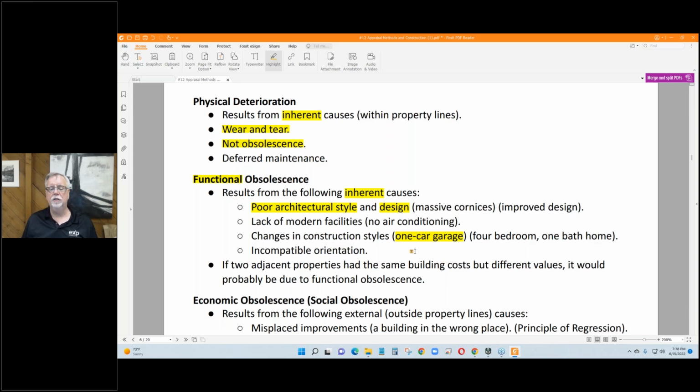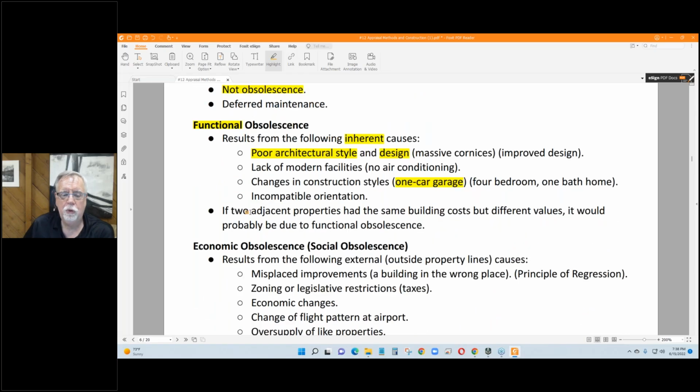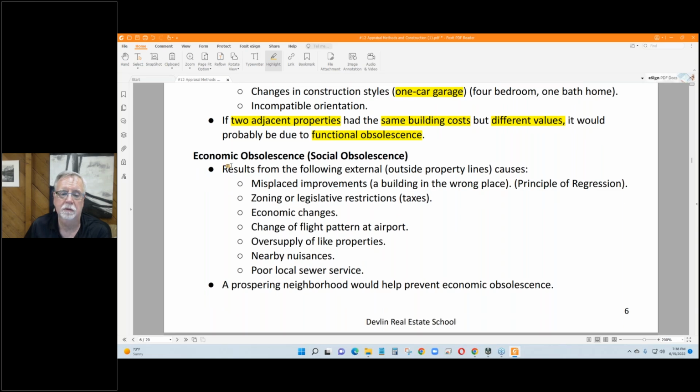Incompatible orientation. Do people care if the property is facing north, south, east, west, northwest, southwest? Yeah, and that's a functional problem, right? Because it's turned the wrong way. There's a question in the state exam about two adjacent properties. They had the same building costs, but they had different values. And the answer as to why is probably a design issue in one of the buildings.